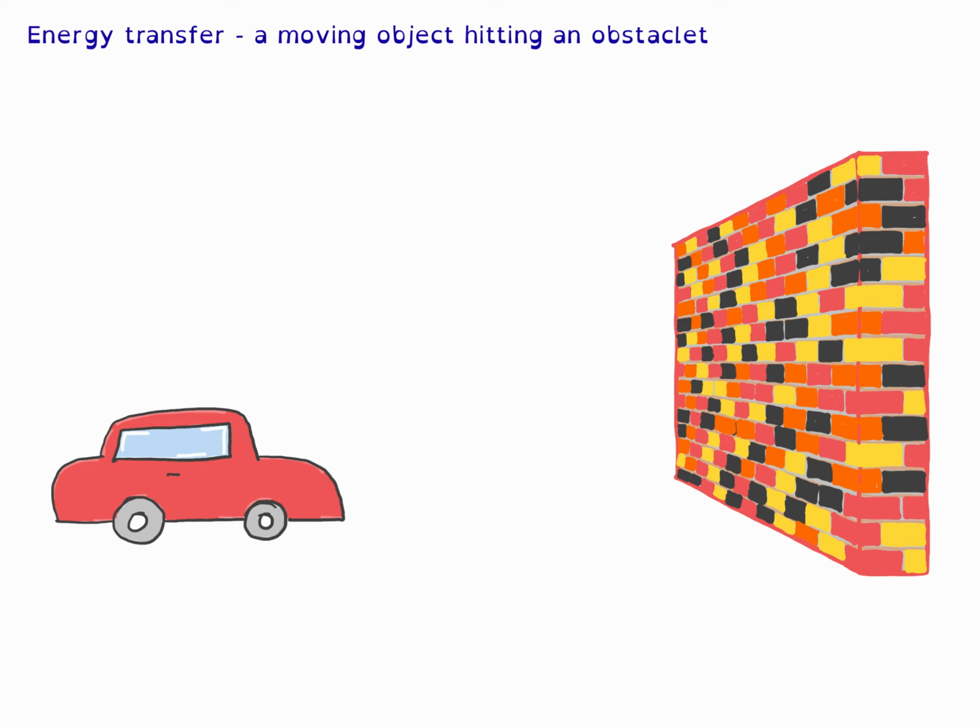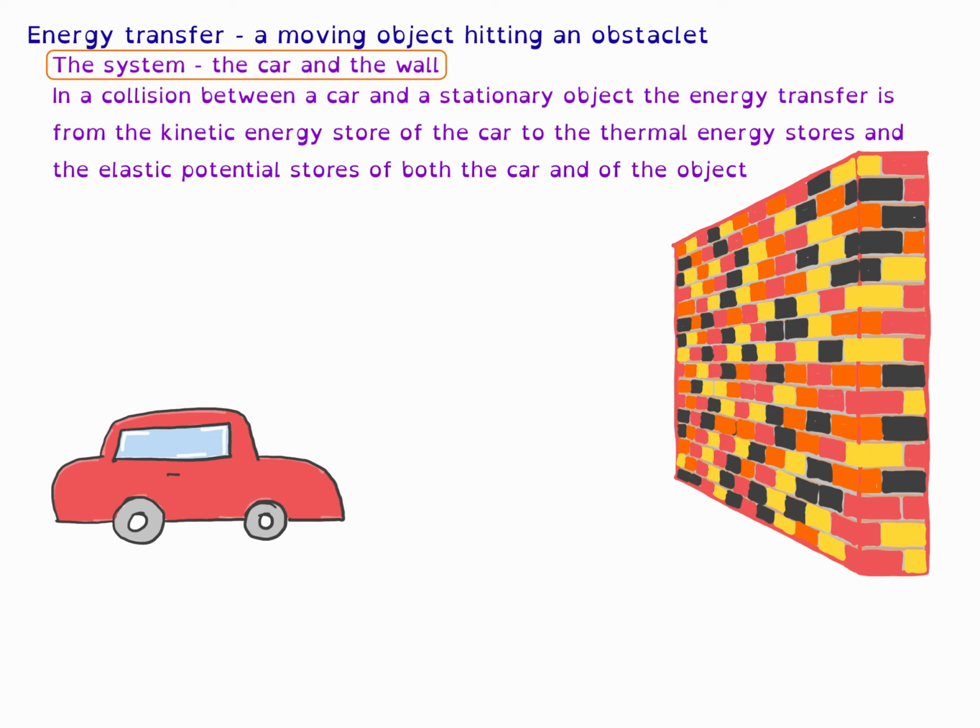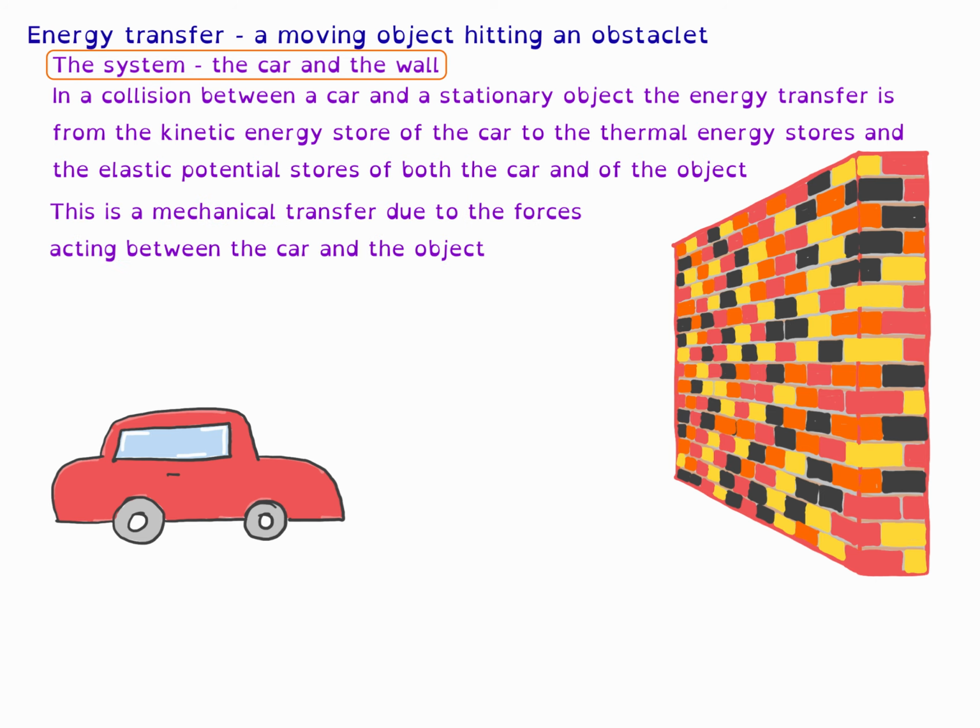This is about the energy changes in a moving car colliding with a stationary object. The system in this case is the car and the wall. In a collision between a car and a stationary object, the energy transfer is from kinetic energy of the car to the thermal energy stores and the elastic potential stores of both the car and the object. This is a mechanical transfer due to the forces acting between the car and the object.